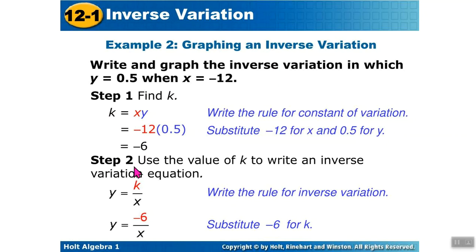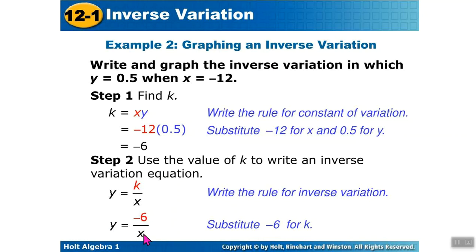Step number 2, we have to write the equation of the inverse variation, which is y equal to k over x. K, we knew it here, so it will be y equal to negative 6 over x. Remember this equation, y is equal to negative 6 over x. Now we will use this equation in order to graph the inverse variation. We will substitute many values of x to get y.